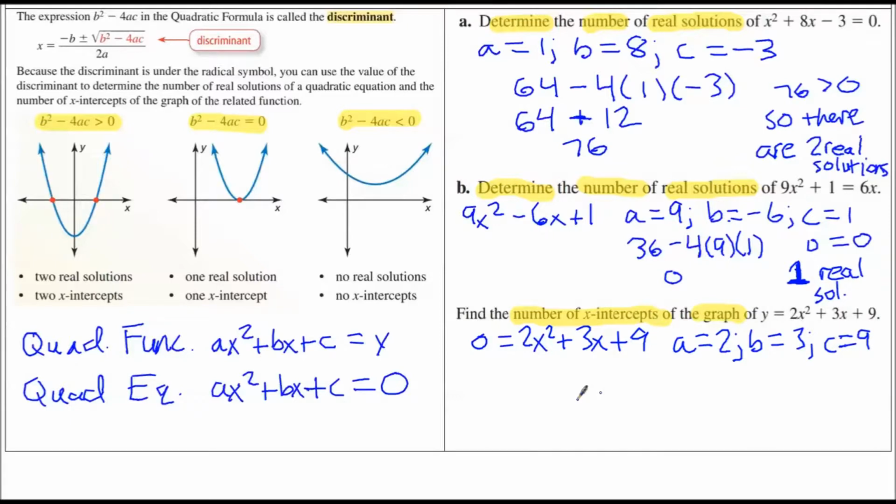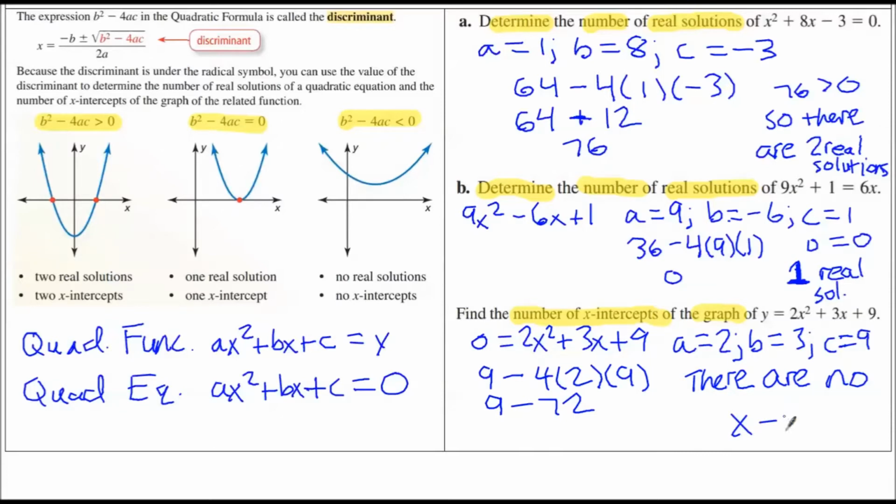Okay, so b squared, I'm going to do that over here this time to save some space, minus 4 times a times c. 4 times 2 is 8. 8 times 9 is 72. I have 9 minus 72. Uh-oh, this is going to be a negative number, and if it's negative, it's less than 0. There are no x-intercepts because there are no real solutions.